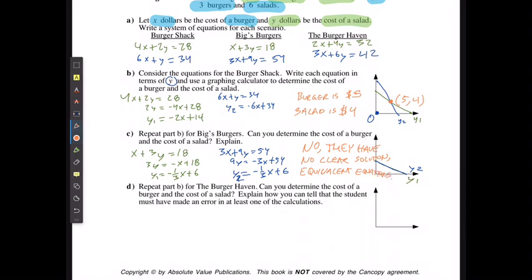So I can see right away that one of the criteria is I need two different equations for them to ever have the chance of crossing.